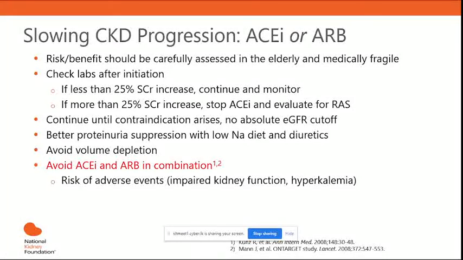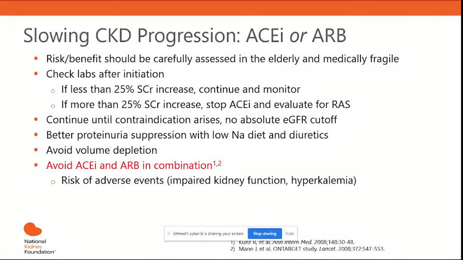But if the creatinine rises more than 25% after starting an ACE inhibitor or ARB, then it suggests there is underlying renal artery stenosis. In these patients, you should stop. Otherwise, the patient's creatinine will continue to rise, and they would require dialysis. So if there is a more than 25% increase, you should stop the ACE inhibitor and evaluate this patient for the presence of renal artery stenosis. And there is no particular cutoff of eGFR for the use of an ACE inhibitor.